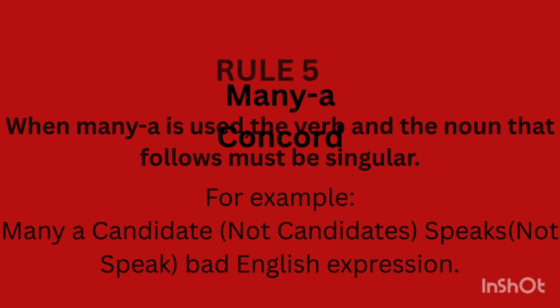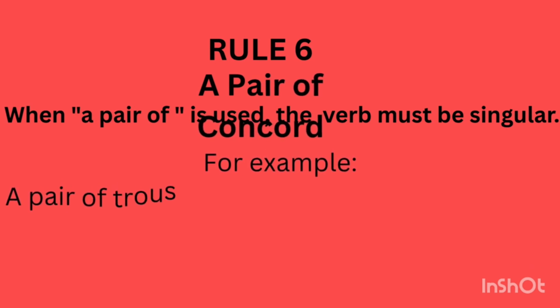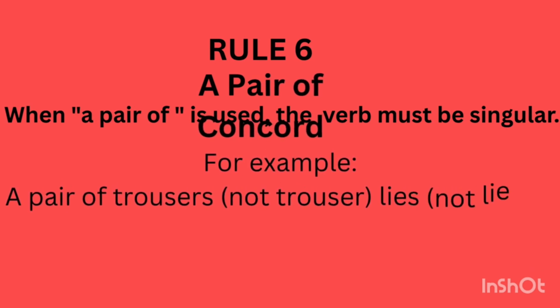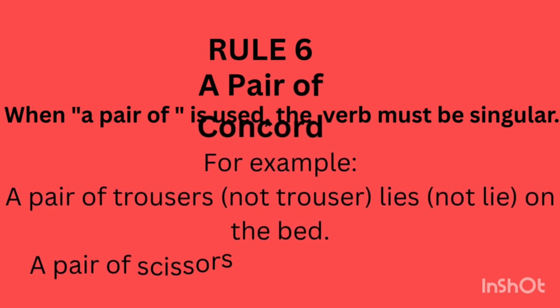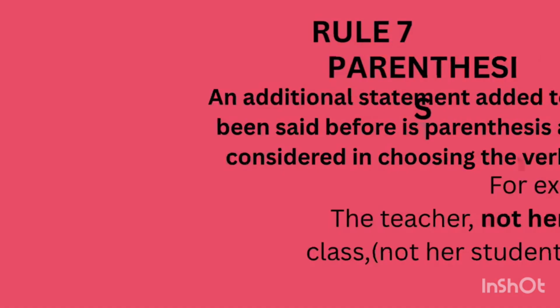Rule 6. As we proceed, a pair of concord. When a pair of is used, the verb must be singular. For example, a pair of trousers, not trouser, lies, not lie on the bed. A pair of scissors lies, not lie on the table.